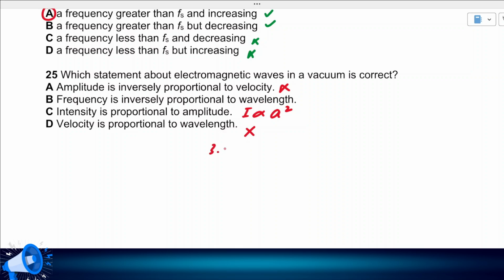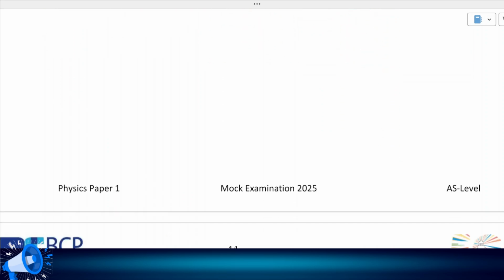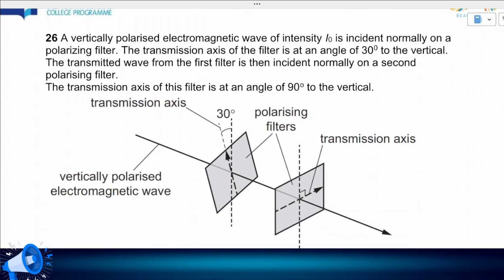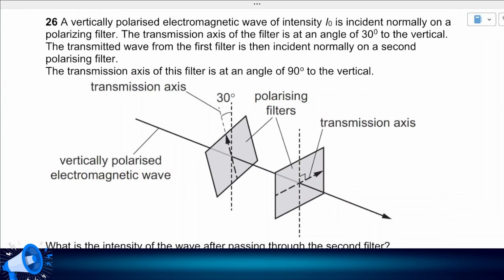The velocity of these waves is 3.0 times 10 to the power 8 meters per second. Frequency is inversely proportional to the wavelength. Yes, it is, because frequency equals v over lambda. Since their speed is constant, we can say their frequency is inversely proportional to wavelength. Okay, then we have the next one.